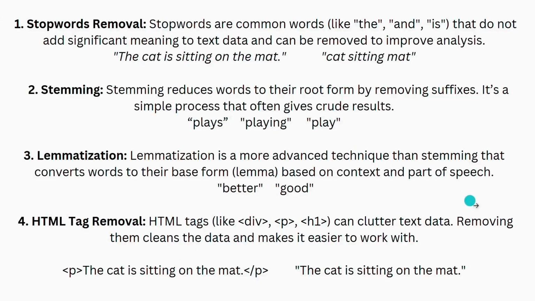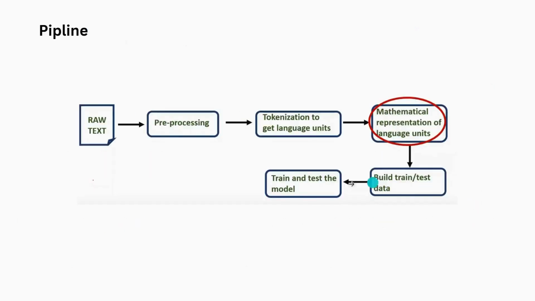Next we go to our pipeline. We complete the pre-processing steps. Now we have to do the tokenization of our language. By using this tokenization, we can divide each word from the sentence.